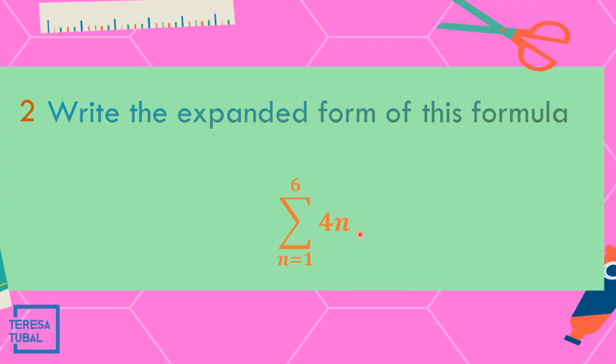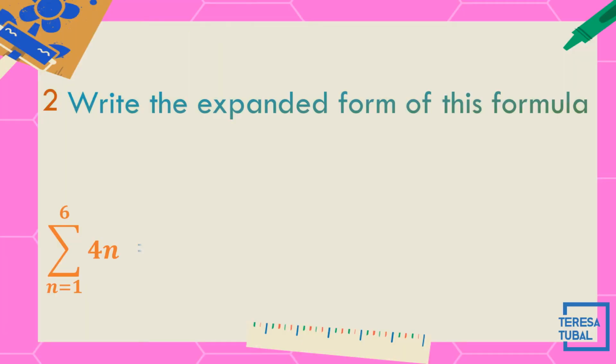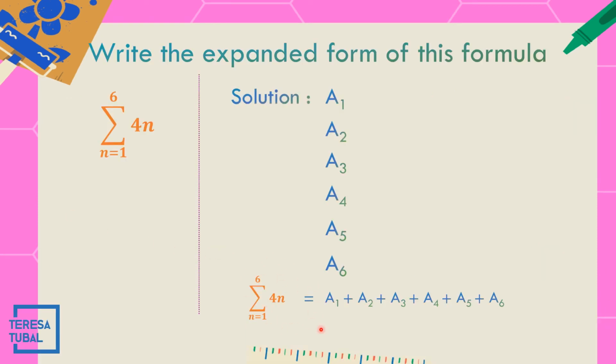How about summation of 4n goes to n equals 1 up to 6? Let us find the first term, second term, third term, fourth term, fifth term, and sixth term. Our equation is 4n. So let us replace the value of n by 1. First term, so copy 4, replace n by 1. 4 times 1, that is equal to 4. Second term, copy 4, replace n by 2. So 4 times 2, that is 8.